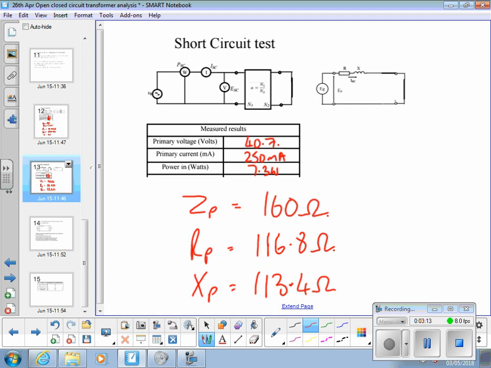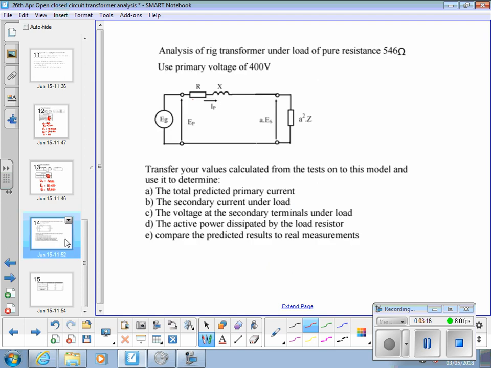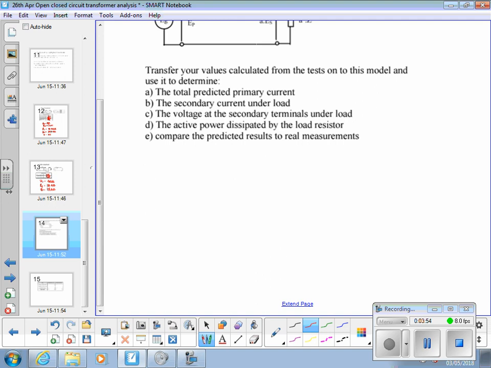Yep. So then going over to a model now, you can use those values in that model to find the total predicted current and so on. Okay. So have we got results for this? How do we calculate the total predicted primary current? Do I have to do anything else first? Yeah, impedance. ZT.